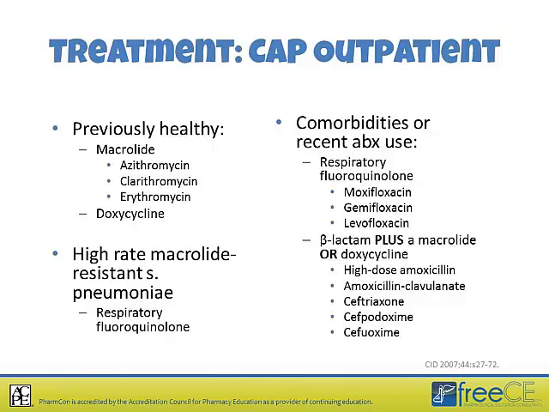When we talk about beta-lactams plus macrolides or doxycycline, I have different beta-lactam medications that you could consider using. Your macrolides are really going to be the same as in your previously healthy category. And you have the macrolide coverage because this is what gets the atypicals. So your beta-lactam does not cover the atypicals, whereas your respiratory fluoroquinolones will. So your beta-lactam options are high dose amoxicillin, amoxicillin clavulanate, so Augmentin.